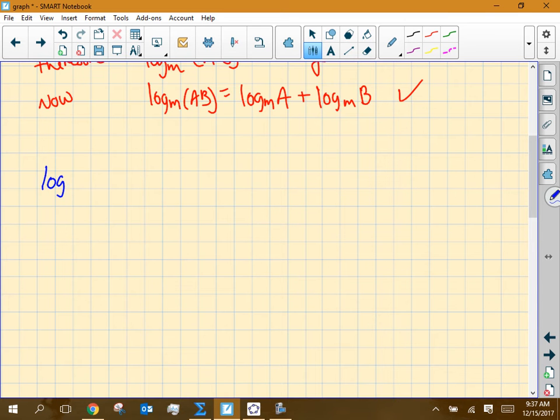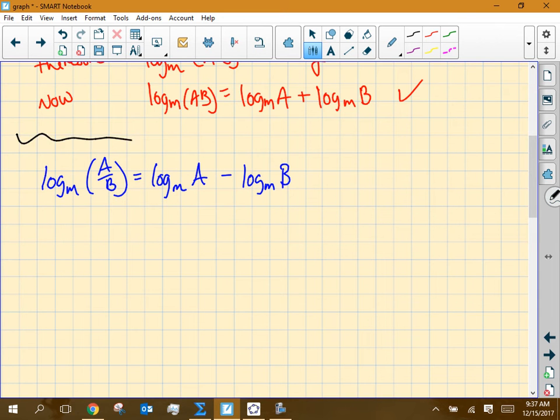If we go log base m of a over b, you guys remember that that's log base m of a minus log base m of b. Division turns into subtraction. Okay. I'll show you. I'm not going to write it as a formal proof like the last one, but I think it does warrant talking about this. Again, we go through the same process.